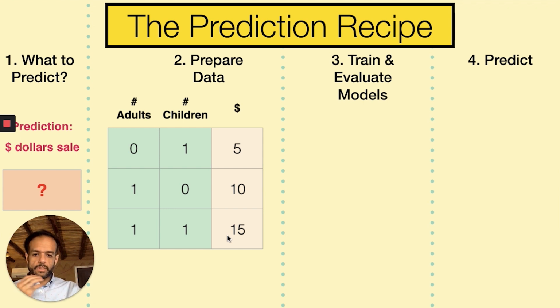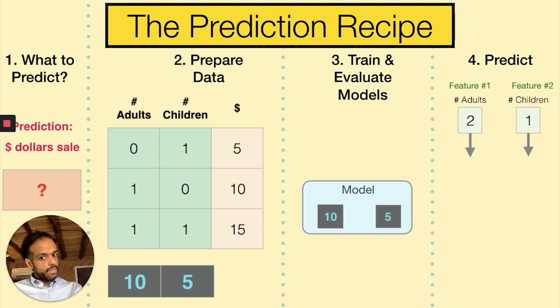And when I ask this to people, generally they're able to come up with the answer. It seems that children usually buy for $5 and adults usually buy for $10. And so that is our prediction model. We assigned a weight to each of the columns that we have, and so we can start to make predictions. How do we make the prediction in this case? We have feature number 1 is number of adults, and then feature number 2 is number of children.